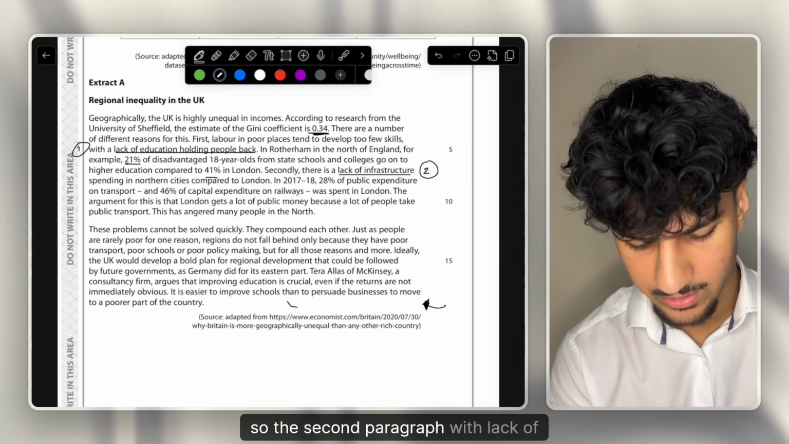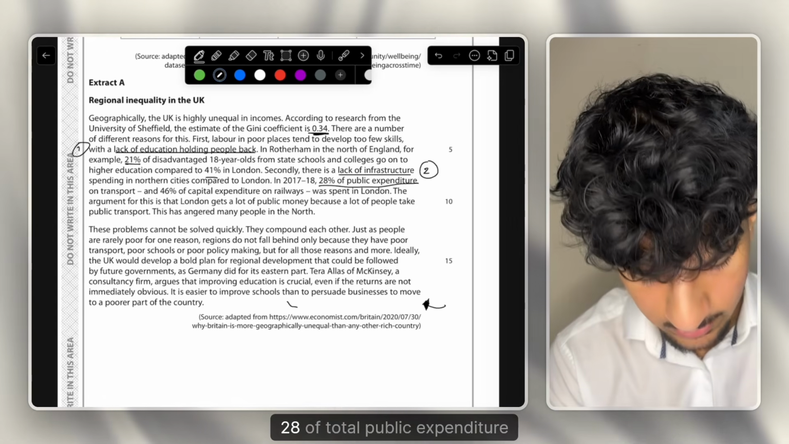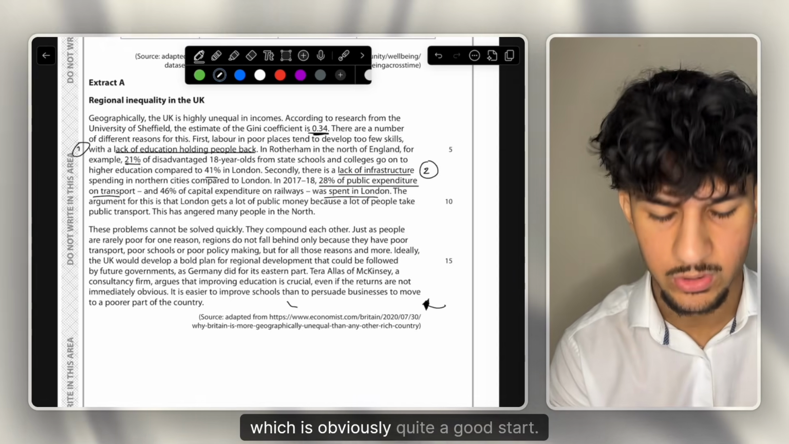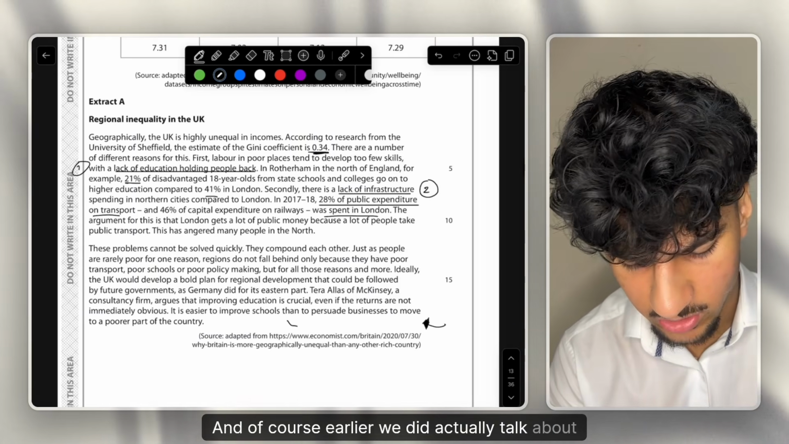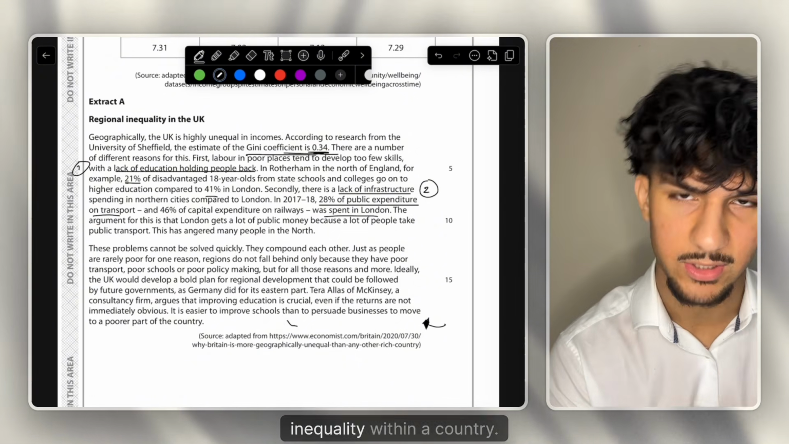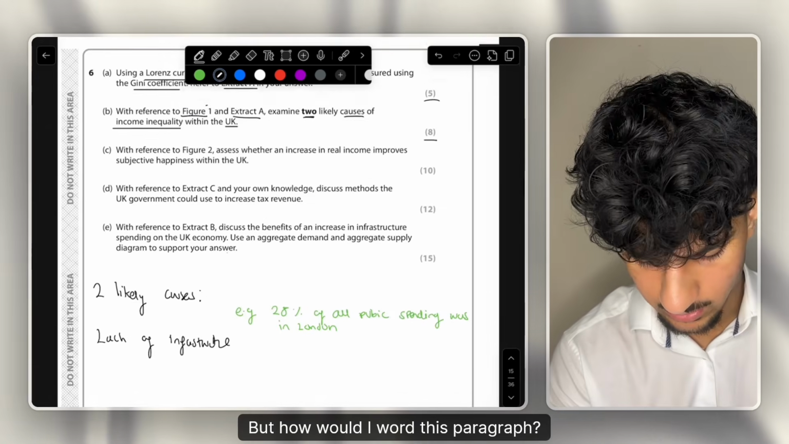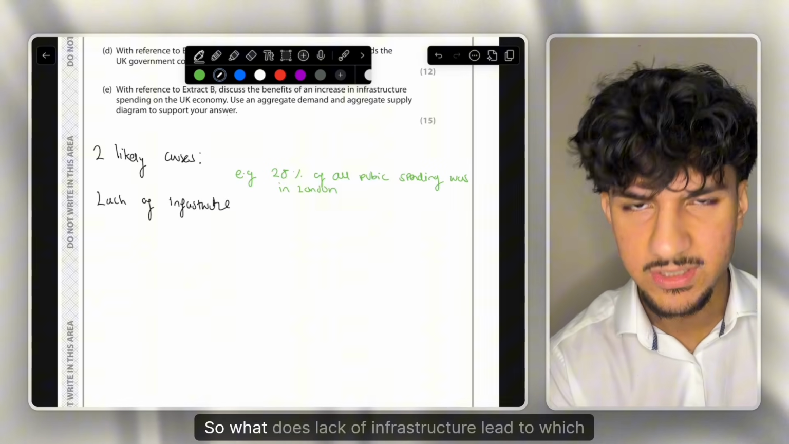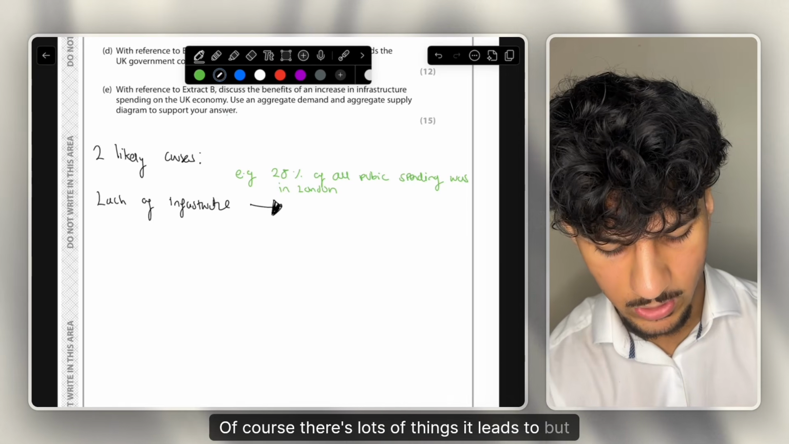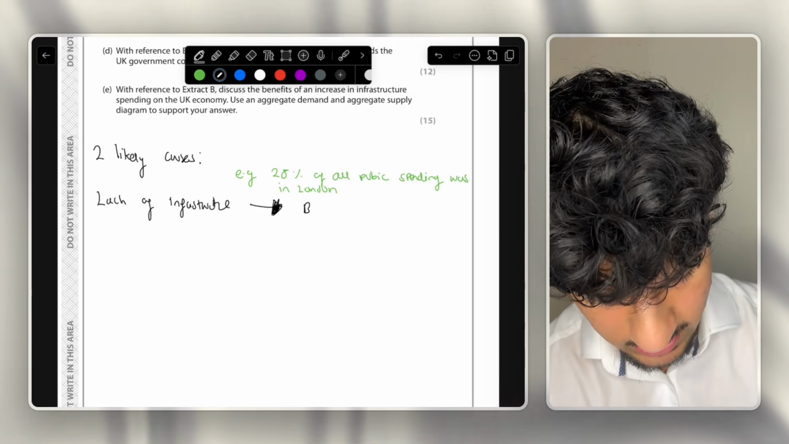Okay, so for the second paragraph, with lack of infrastructure, of course, for the bit of application, I am probably going to use this. 28% of total public expenditure was spent in London, which is obviously quite a good start. And of course, earlier we did actually talk about the Gini coefficient value, which of course does represent the different levels of income inequality within a country. So that's also a great value to use. But how would I word this paragraph? So lack of infrastructure. So what does lack of infrastructure lead to, which causes income inequality? Of course, there's lots of things it leads to, but one of the main things it disincentivizes is business investment.